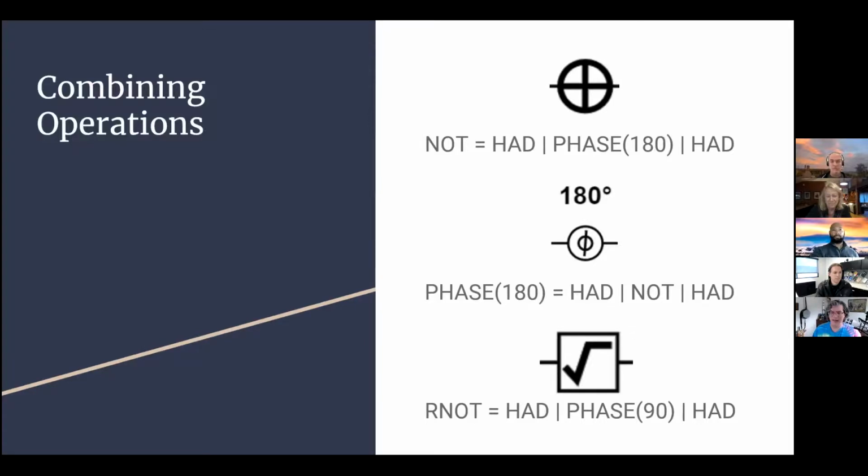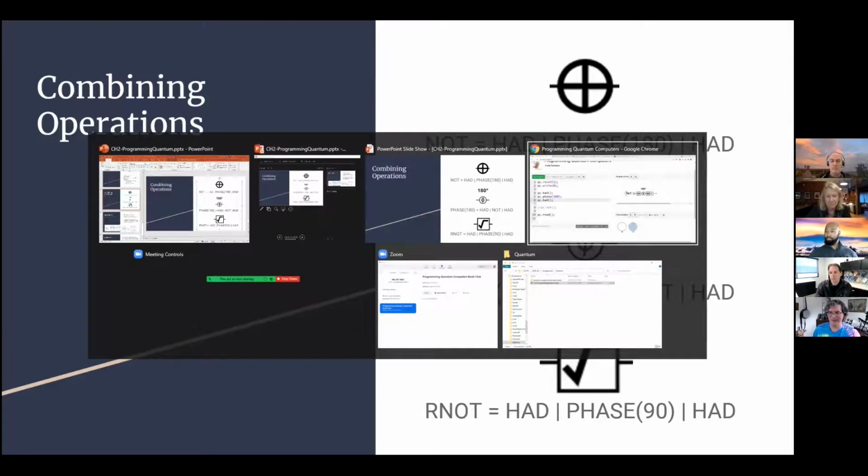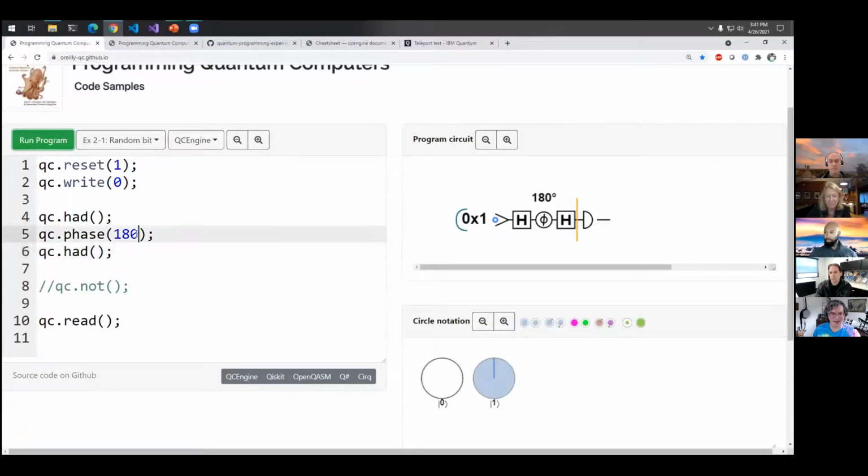And then I can also see that I mentioned that R naught is not directly reversible, but I could use this decomposed version of R naught to say had phase negative 90 had, which will put it back the other way. So you can kind of reverse an R naught, but a little differently. Does that make sense? And I'm pretty sure I tried that. As I'm saying it, I feel like I made that up. But I'm pretty sure I did this.